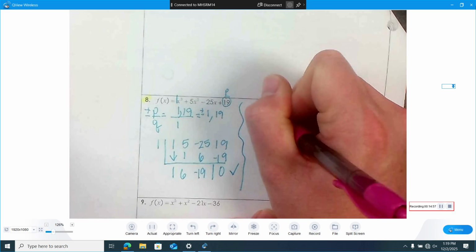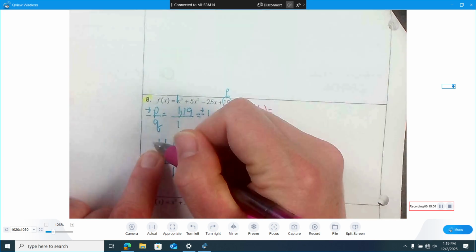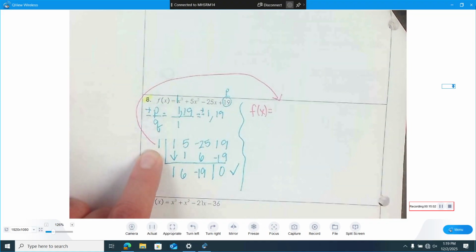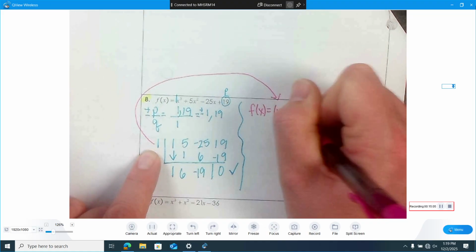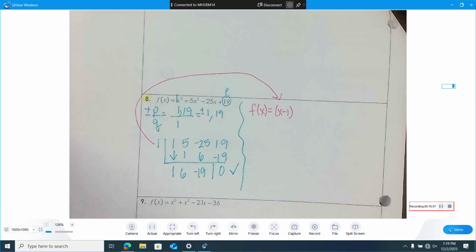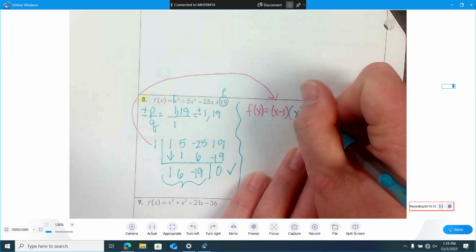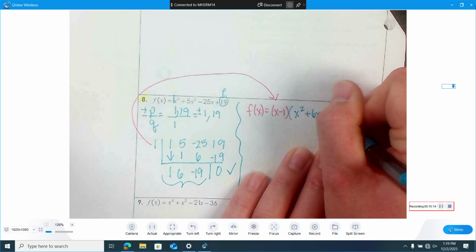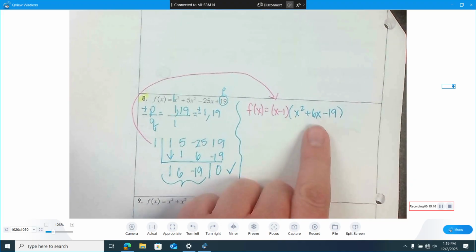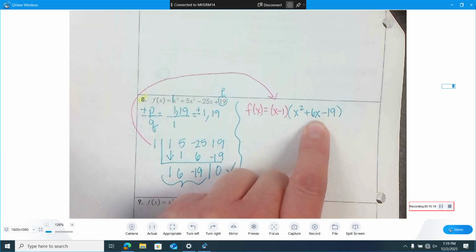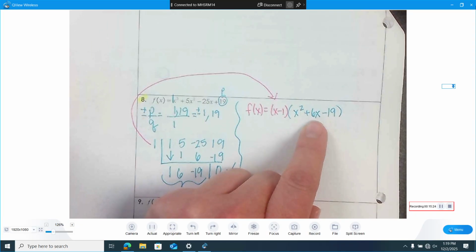Which means my polynomial I can rewrite as, if my 0 was x equals 1, what bubble did it come from? X minus 1, all right? Times my quotient. What's my quotient? X squared plus 6x minus 19. Good. Now, when I look at that, it has 3 terms, and I'm going to ask myself, hey, can I double bubble that? And no, I cannot double bubble that. And if I cannot double bubble that, then I know I'm going to get irrational answers.